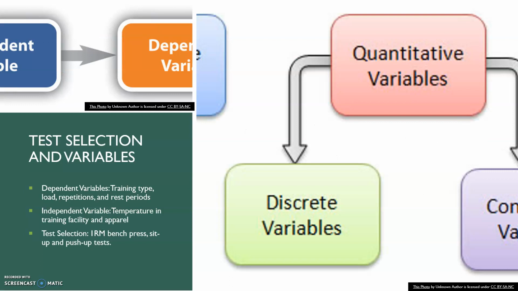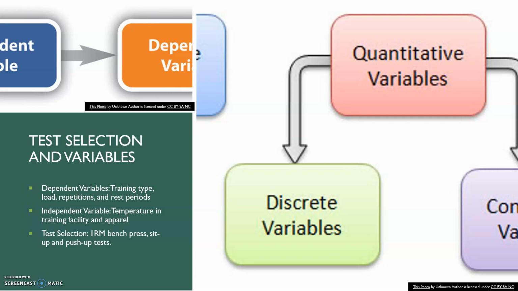For this, the dependent variables would be training type, the load, the repetitions, the rest periods. So what type of training? How are we measuring it? How long is that person resting? Are their muscles getting fatigued? Are we overloading them? There are so many different things to look into.